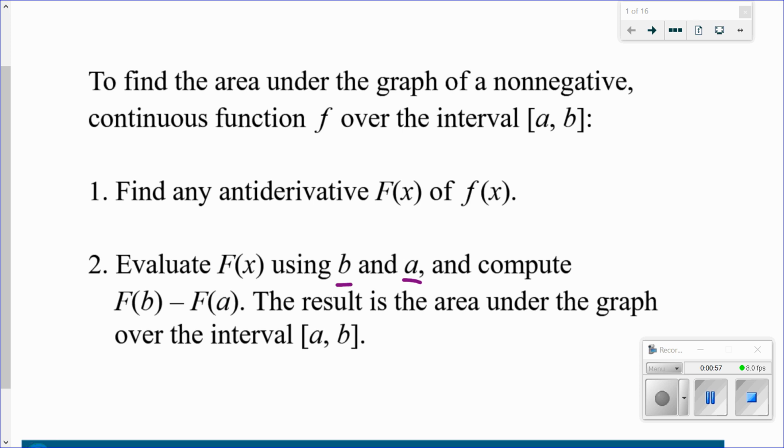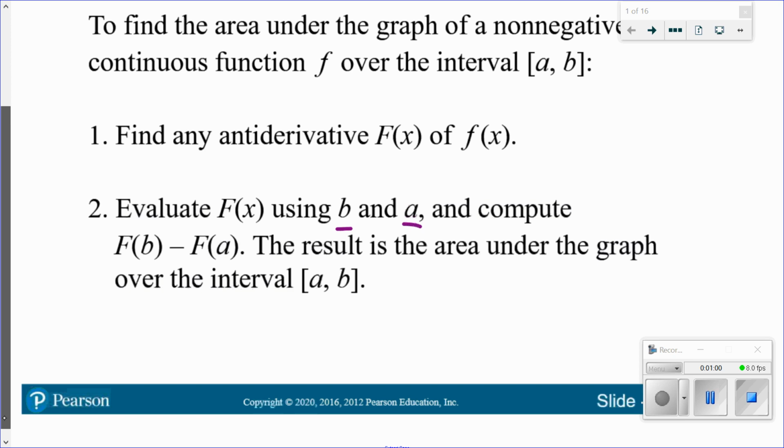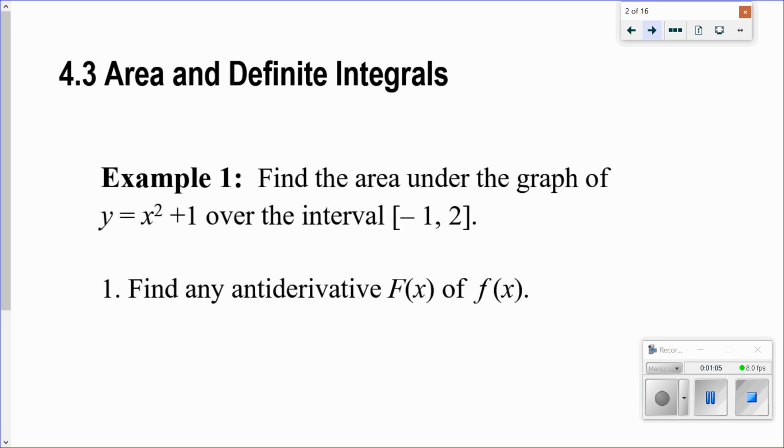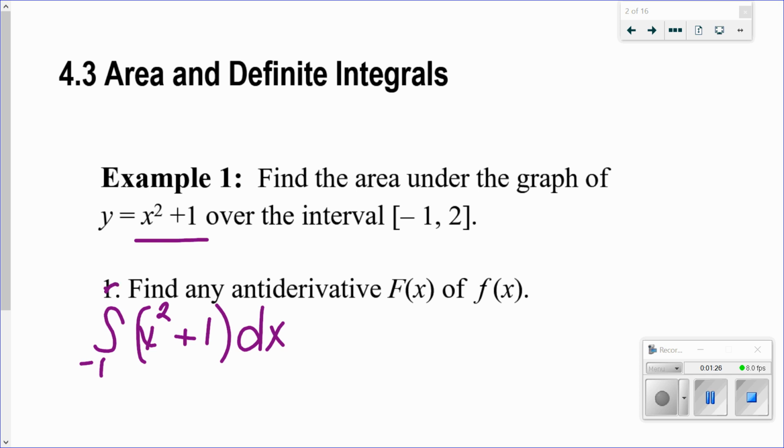Okay, and I'm going to show you in a minute. You'll notice they don't have a plus C in here. I'm going to show you in 1 minute why that is. Okay, so we have this function we want to find the antiderivative of. So antiderivative of x squared plus 1 dx, and we want to find that on the interval from -1 to 2. So yes, you put your numbers at the end of this integral symbol. And yes, you are going to have to learn how to write that.